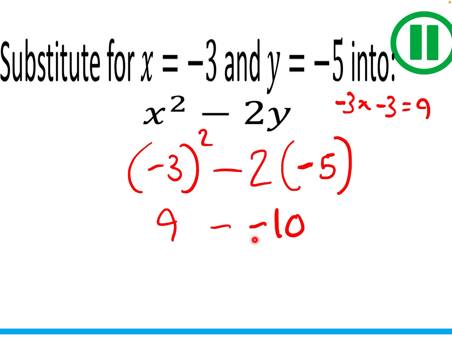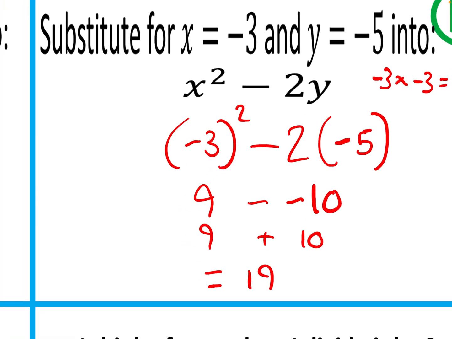Now the key thing I want you to look at here is this combination. If we subtract a negative number, what that means is we're actually going to go up the number line, we're going to add this number to our original. So since it's 9 subtract -10, what this is essentially telling me is 9 plus 10. And we all know that 9 plus 10, well, that equals 19. So that would be my final answer.